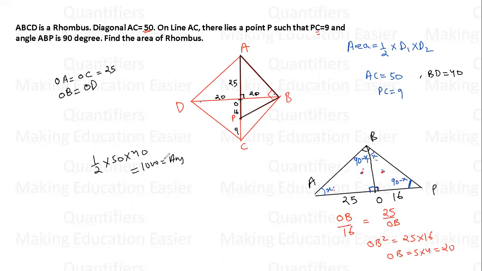It's a great question, right? So again, as I've told you, you should know the properties of rhombus. Rhombus is a very important quadrilateral. Okay, students, I hope you have understood it.